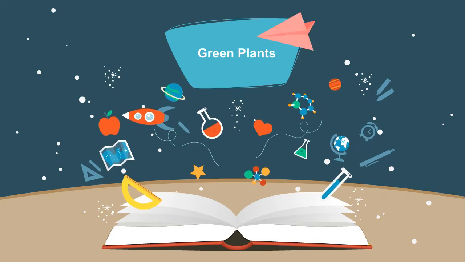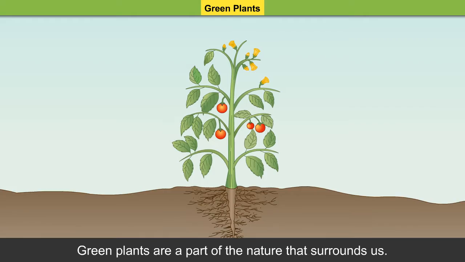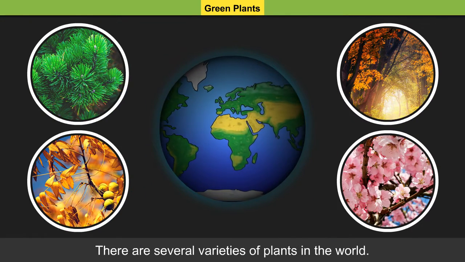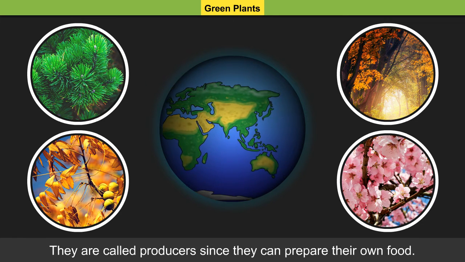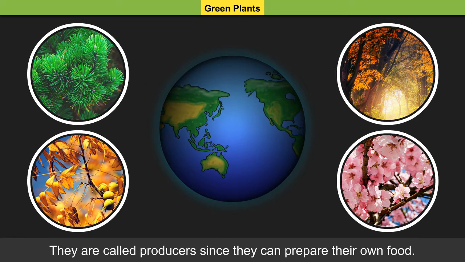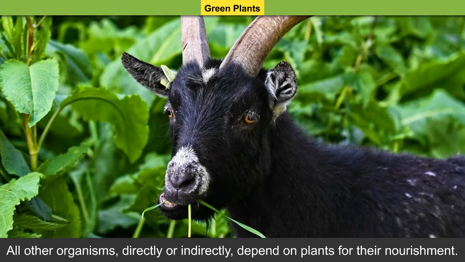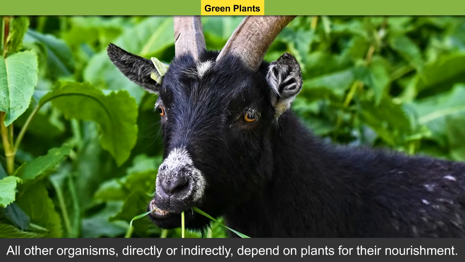Green plants. Green plants are a part of the nature that surrounds us. There are several varieties of plants in the world. They are called producers since they can prepare their own food. All other organisms, directly or indirectly, depend on plants for their nourishment.